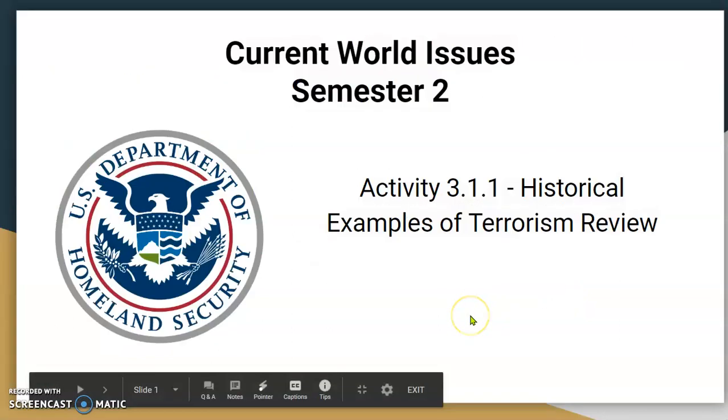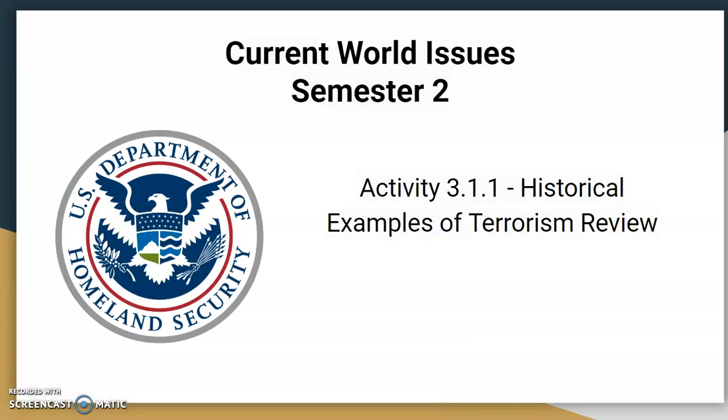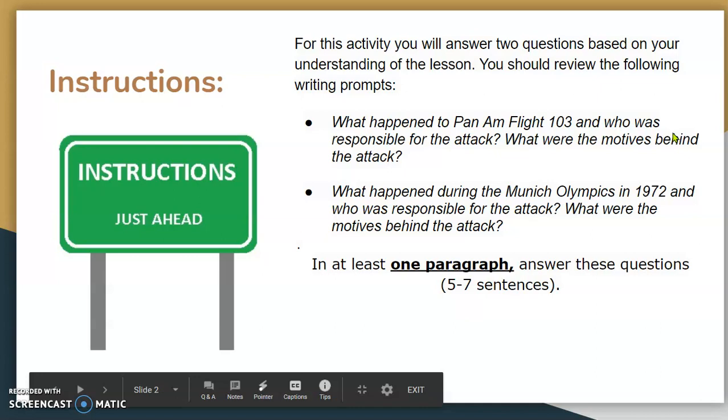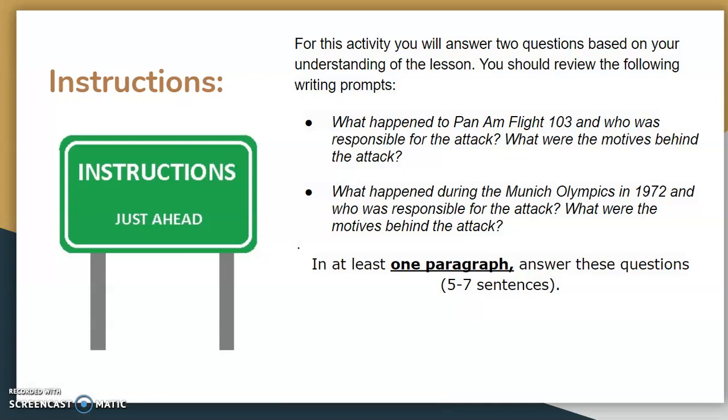Hello, this is a review for Activity 3.1.1 Historical Examples of Terrorism Review. The instructions for this activity ask you to answer 2 questions based on your understanding of the lesson. So you have to make sure that you read the prior lesson. You should review the following writing prompts.